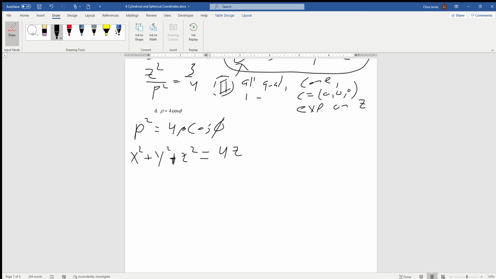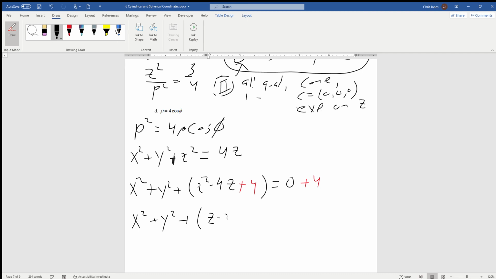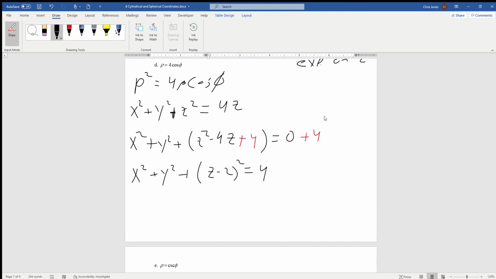And now for most of you, the writing's on the wall at this point because we can subtract 4z from both sides and complete the square. I'm going to take half of -4 and square it. So that means I'm going to add 4 to both sides. And when we complete this factorization, x squared plus y squared plus (z minus 2) squared equals 4. That's a sphere. The center is at (0, 0, 2), and the radius is 2.